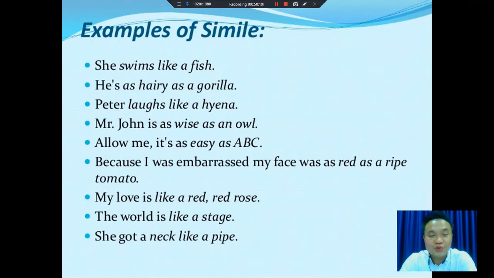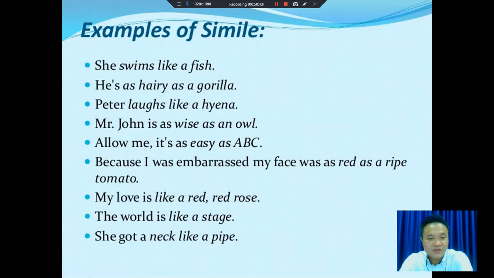Okay, number one, she swims like a fish. Okay, so that means that this person can swim very well. Okay, now he's as hairy as a gorilla. Okay, now Peter laughs like a hyena. Mr. John is as wise as an owl. And you can see the other way of writing it, especially number one, like a fish, or you can also write in the format like as wise as. Okay, a lot of me is as easy as ABC.